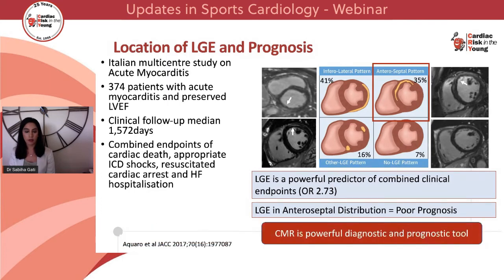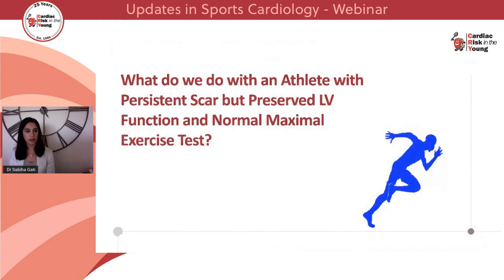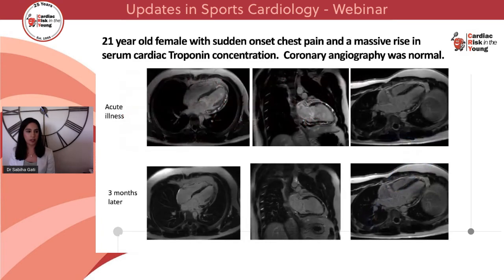So overall, CMR is not only a powerful diagnostic tool, it's also a powerful prognostic tool. So what do we do with an athlete with persistent scar but preserved left ventricular function and a normal maximal exercise test? I want to take you back to this example again. So this lady who was reevaluated at 3 months, and you will appreciate that the extent of her late gadolinium enhancement has reduced. Although it hasn't completely disappeared, it has reduced. And so what do we do with such individuals?